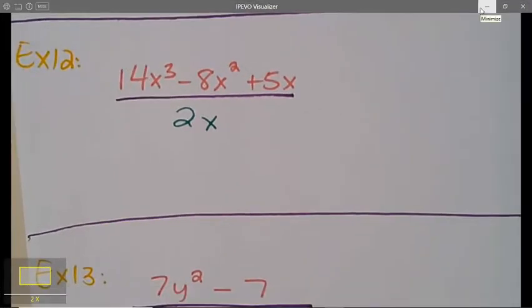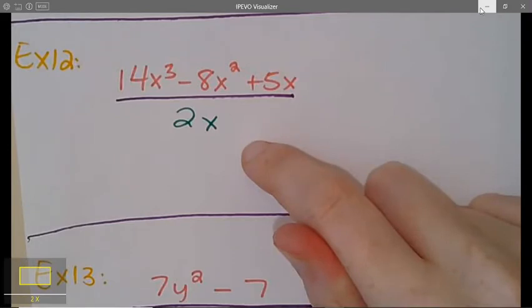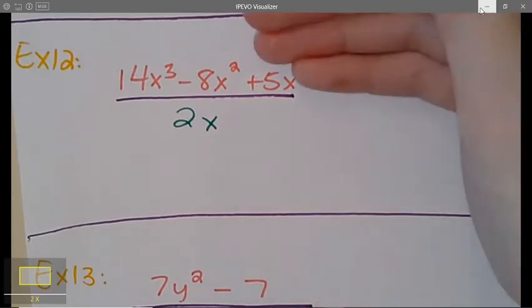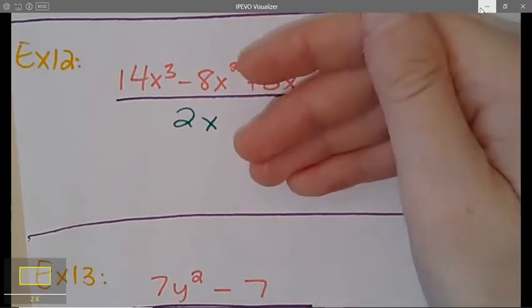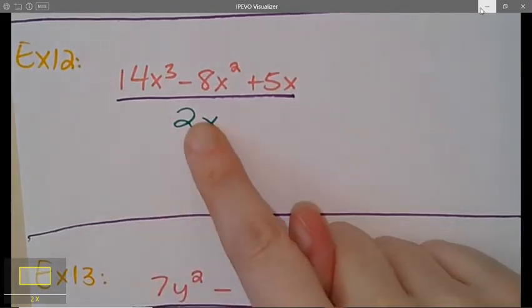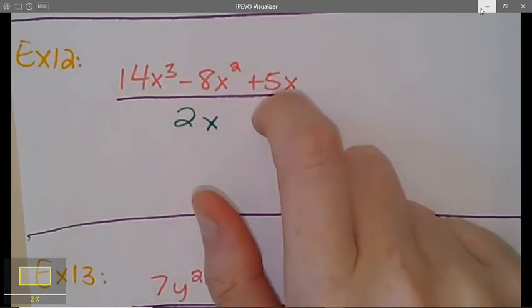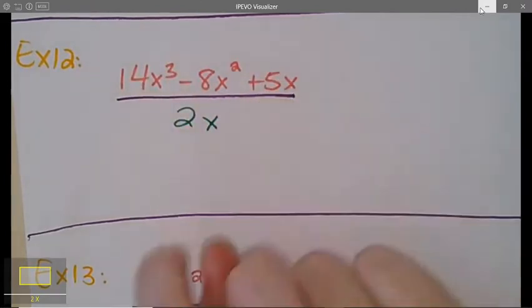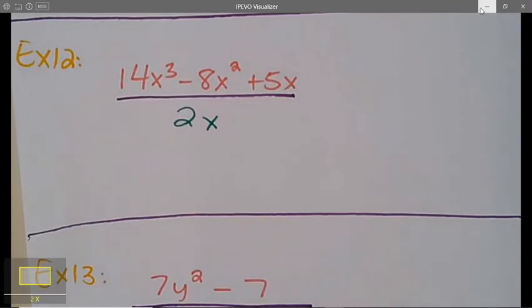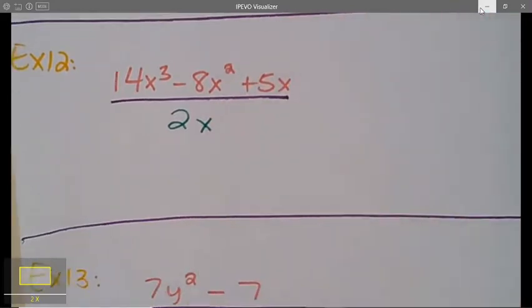Let's get started on example 12. So again, whenever you are dividing a polynomial by a monomial, or whenever you have a fraction with a polynomial in the numerator and a monomial in the denominator, what you do is you take your entire denominator and you divide it into every single term in the numerator. Since I have 3 terms in the numerator, I'm going to be dividing 3 times. And each time I'm going to divide by 2x.